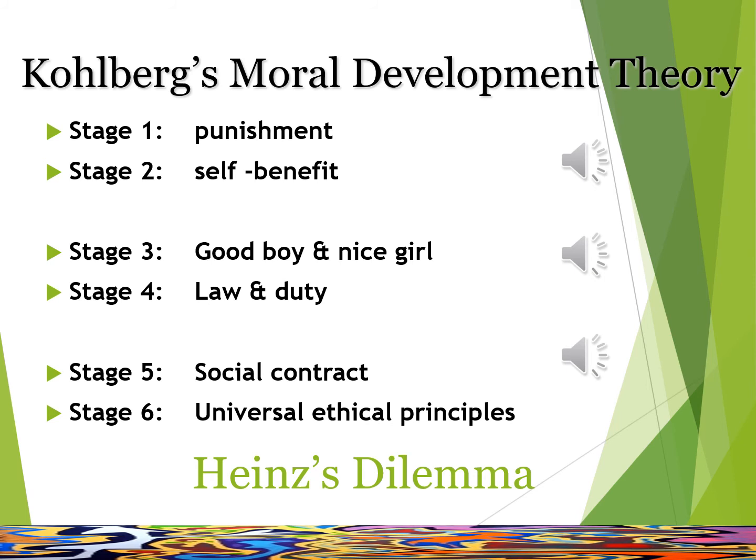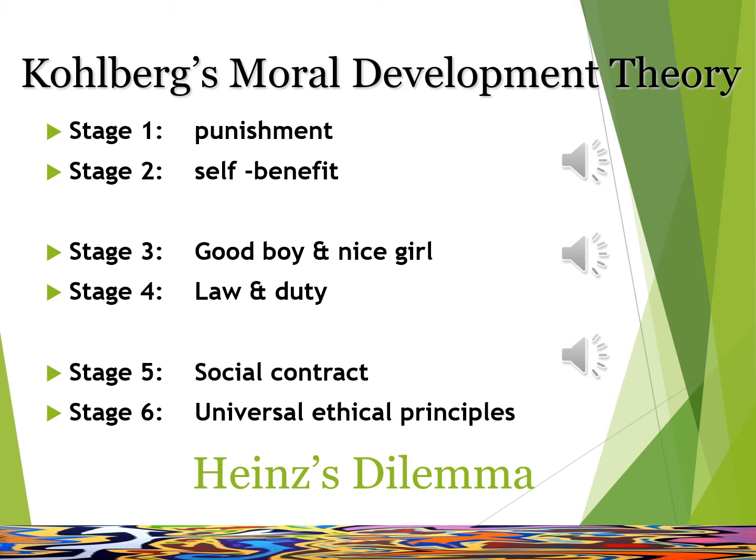Next, let's consider a theory of moral development, one proposed by Kohlberg. It has 6 stages, and these stages are divided into 3 levels. First, we'll start at the pre-conventional stages of 1 and 2. We all began at stage 1.